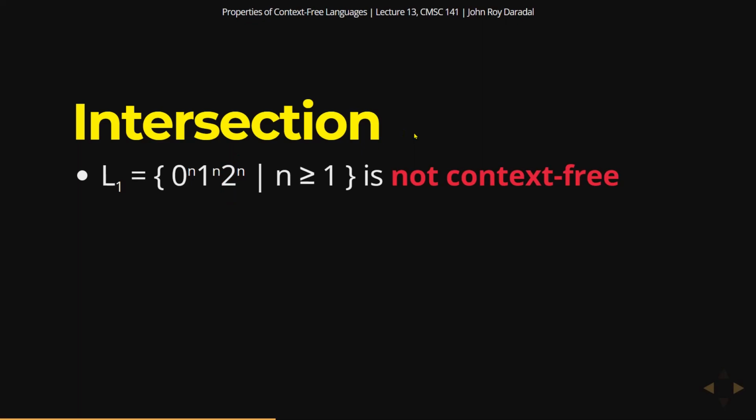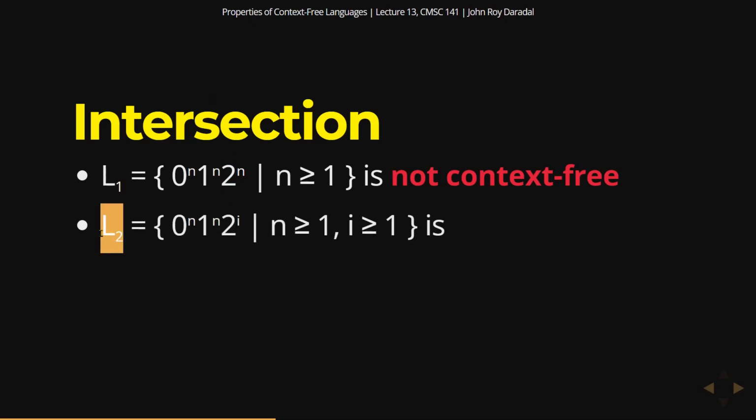So, yeah. And then, let's see another language. How about this one? Is this context-free or not? So you have 0^n 1^n 2^i, wherein n could be greater than or equal to 1, and i could be greater than or equal to 1. So think about it for a second. Is this context-free or not? Well, this one is actually context-free.